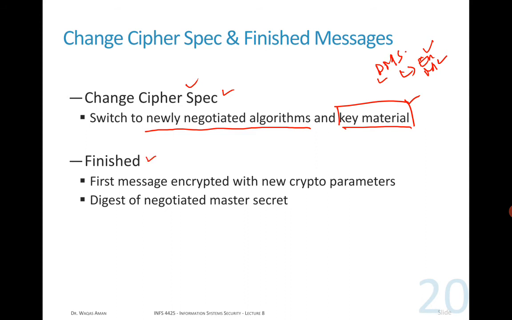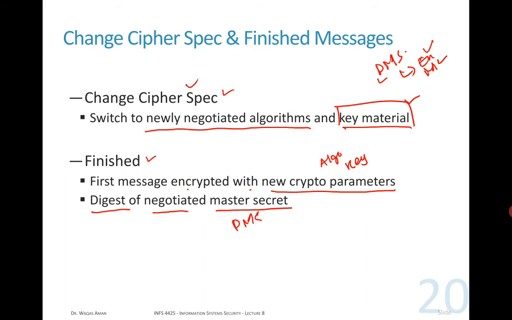And the finished message, what is that message? It is the first encrypted message with the new crypto parameters. The new crypto parameters means the algorithm that has been agreed upon and the key material which has been derived from the PMS. Fine. And it is what? A digest of the negotiated master key. So it was not a random number, if you recall. This finished message is actually a digest of the negotiated master key, the pre-master key.